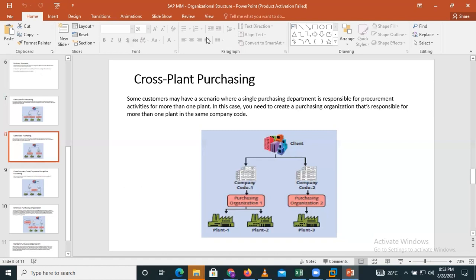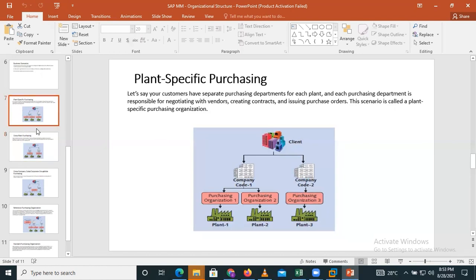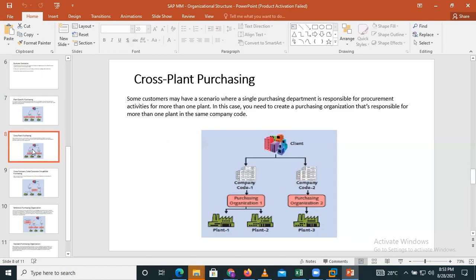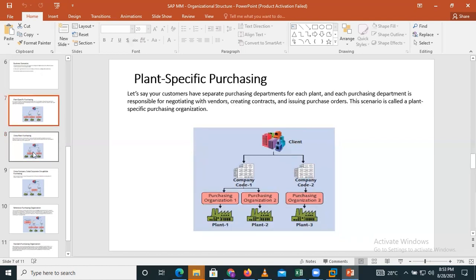Can we have both scenarios in one? No. One business can follow only one business scenario. For example, Tata Motors can follow plant specific purchasing or cross plant specific purchasing. If it is MRF, it will follow only one set of business scenario.